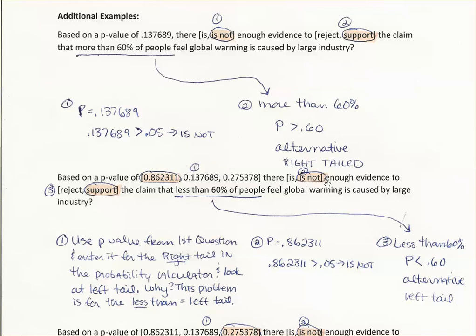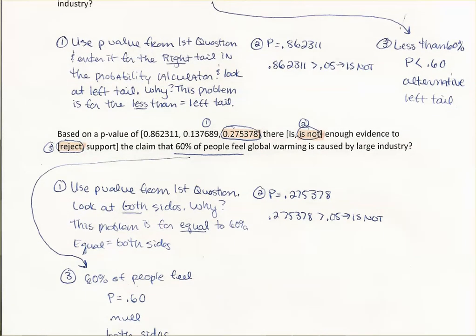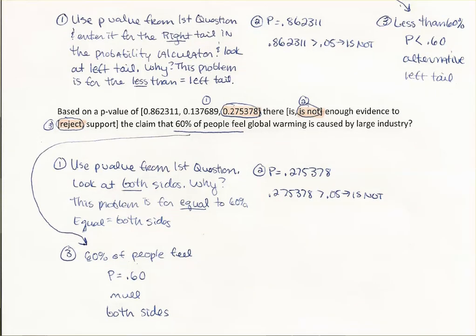So then, there is or is not, well, that's when you come back to this p-value. Here we go, number 2, the p-value is greater than 0.05, so it's an "is not enough evidence to." Then we get to reject or support. Remember, the only thing we look at right here is: is it alternative or null? It is alternative, so we support. There you go.